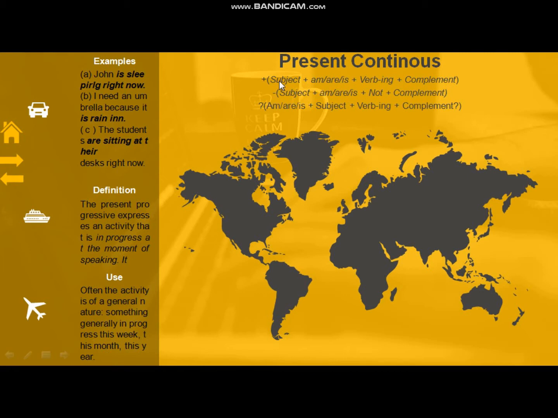And this is the formula for the present continuous: subject plus be, which can be am, is, or are, and verb-ing and complement. This is for negative sentences, and this is for question sentences.